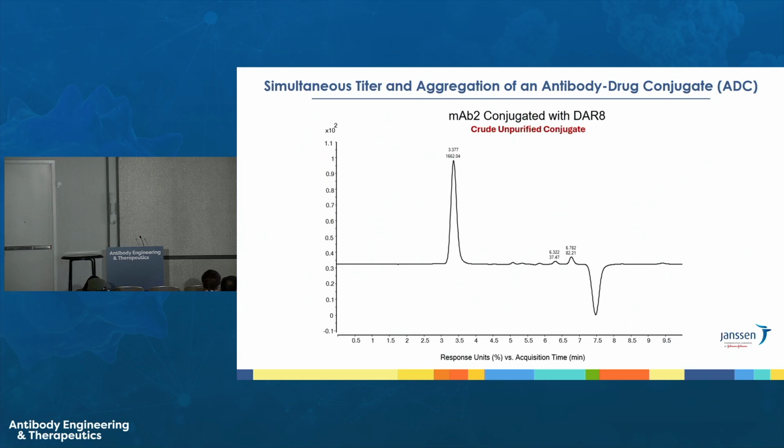The Janssen team also tested to see if it would work with an antibody drug conjugate, which had a degree of substitution of 8. It was a crude, unpurified conjugate, and it worked fine. So bottom line, as long as your Fc region is intact, it works fine. Or not even intact, it's just present for the most part. If there's something wrong with it, it won't bind, and then you'll know something's really wrong with your mAb anyway.